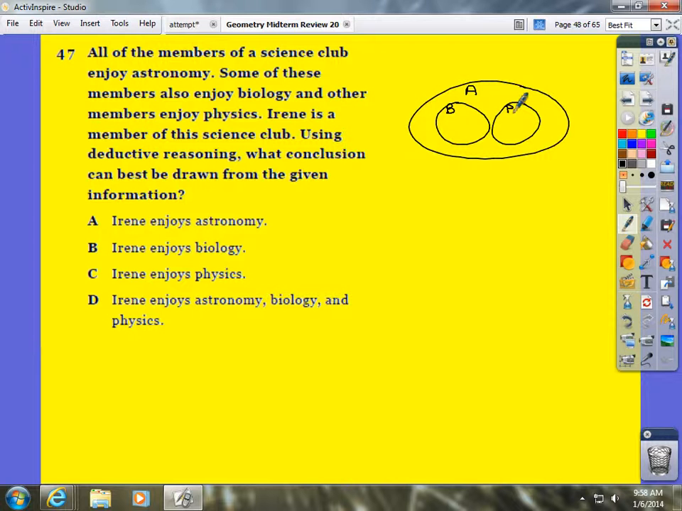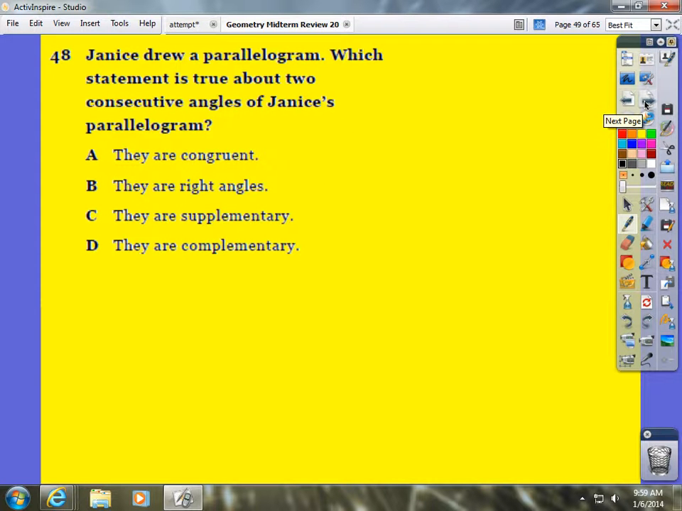We can conclude that Irene enjoys astronomy because it says all members enjoy astronomy. She might like biology or she might like physics, but we don't know which one. We can't conclude that. Janice drew a parallelogram.